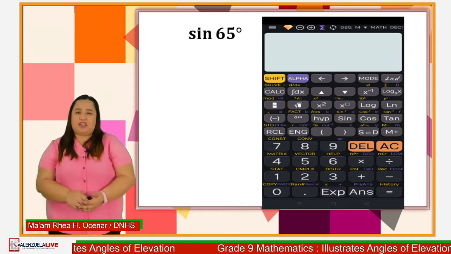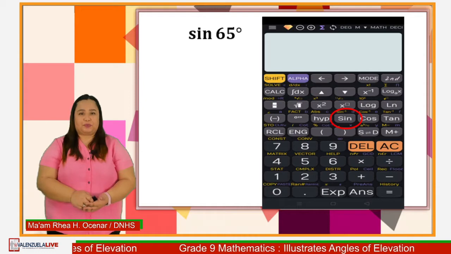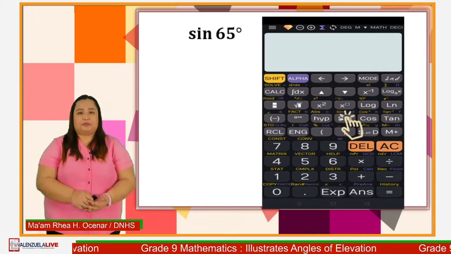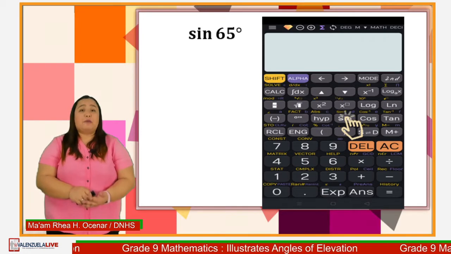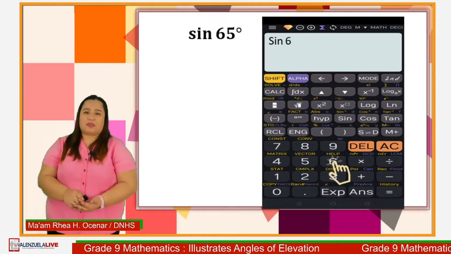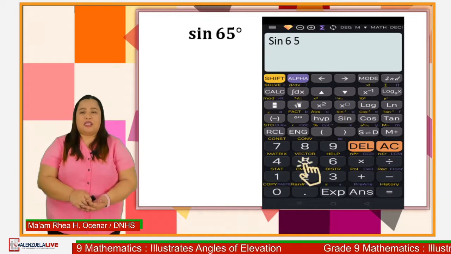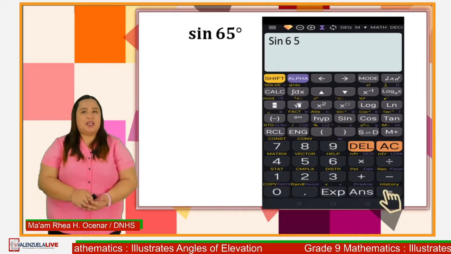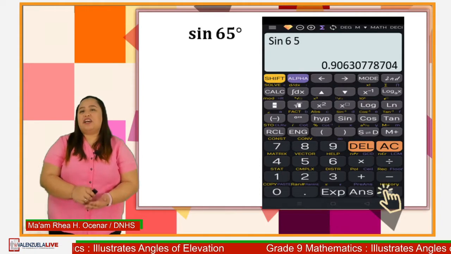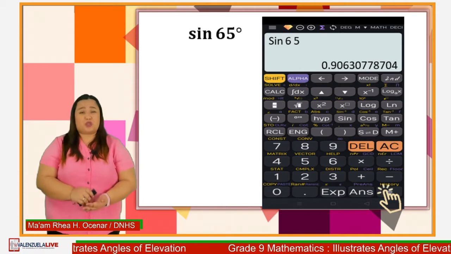In your scientific calculator, look for the sine button and click. After, press 6 and 5. Then, equal sign. And that is the value of sine 65 degrees. But it is too long.